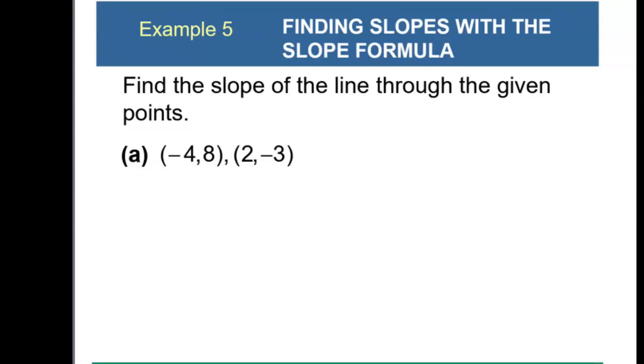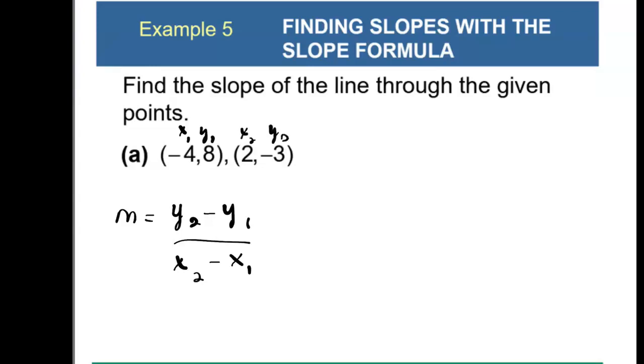Okay, so we want to find the slope of the line that goes through these given points. So we have the slope is y2 minus y1 all over x2 minus x1. So we need to label those points, x1, y1, x2, y2, and then we simply plug in to our formula. So negative 3 minus 8 all over 2 minus a negative 4. We do need to be careful with our signs, right? In the denominator, 2 negatives will make a positive, so our final answer for slope would be negative 11 over 6.